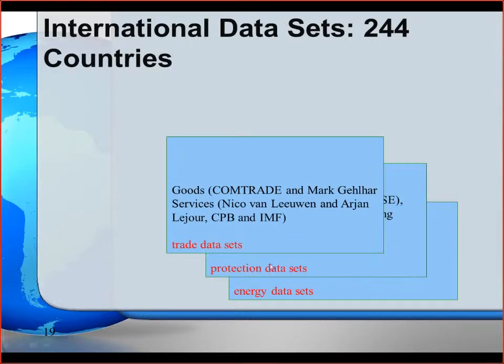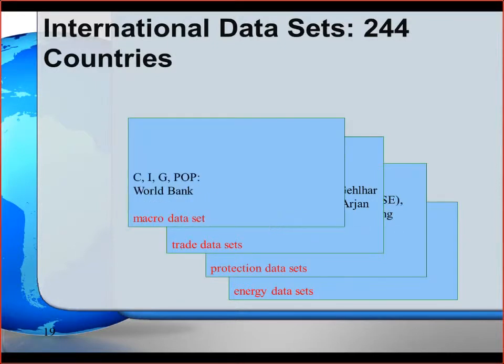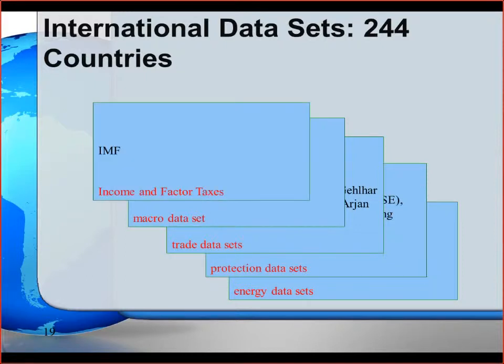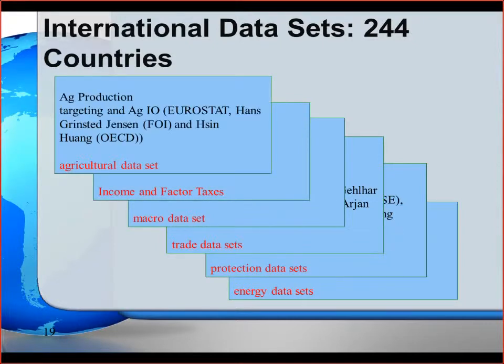So for trade data sets, we have merchandise and services. For merchandise we have Mark Gehlhar, and for services we have a couple of contributors from CPB, Nico van Leeuwen and Arjan Lejour, and we also use IMF data for this purpose. And for macro data, it's basically the GDP and the shares of consumption, investment, and government expenditure, and also population. You get all this data from the World Bank. And for income and factor taxes, we get data from the IMF. And for the OECD countries, we have the agricultural production data from OECD and Eurostat.